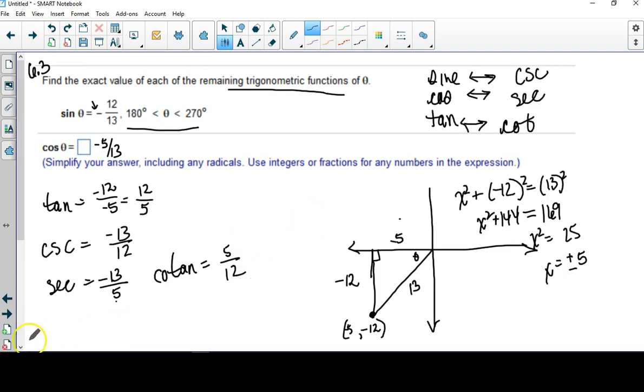It's not so bad, right? So label all your sides. Make sure you go in the right direction. And then that's it. It's not bad at all.